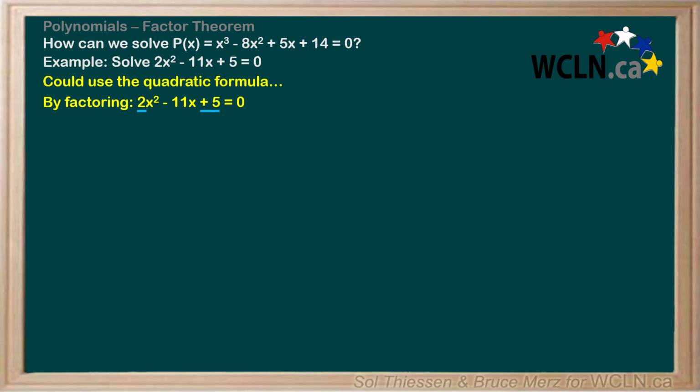and multiply it with the constant term to give us our so-called magic number. 2 times 5 gives us 10. Now we look to the coefficient on the x term. We're looking for two numbers that multiply to give us our magic number, 10, and add to give us the coefficient on the x term, negative 11. We could write out all the factor pairs of 10, both positive and negative, and sift through until we come up with one that works, but I'm going to jump right to negative 1 and negative 10.